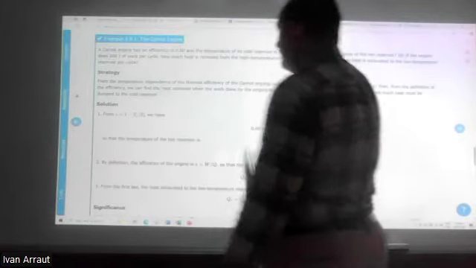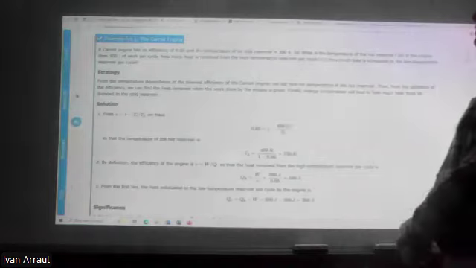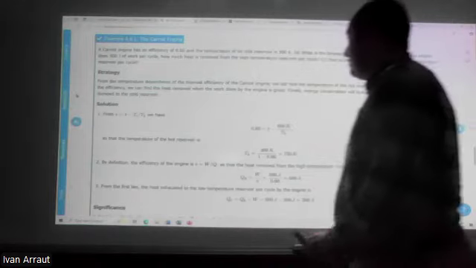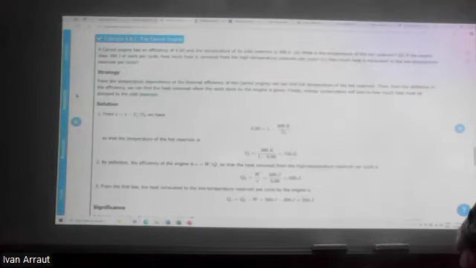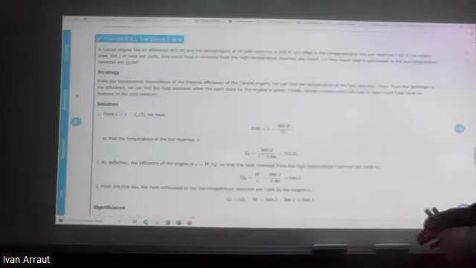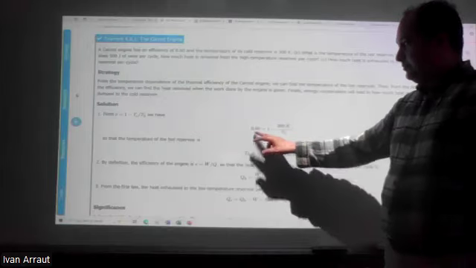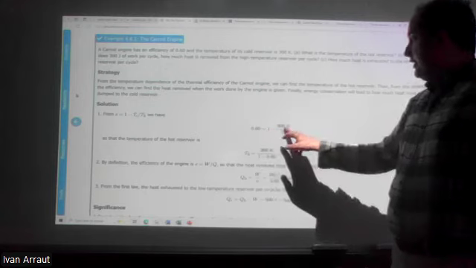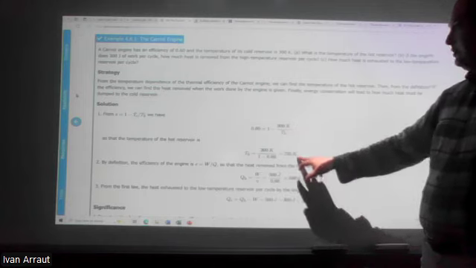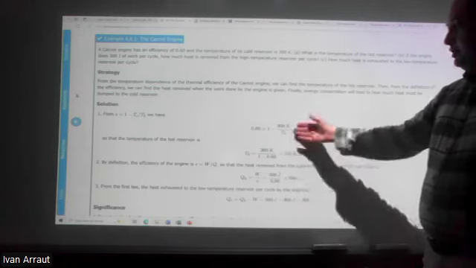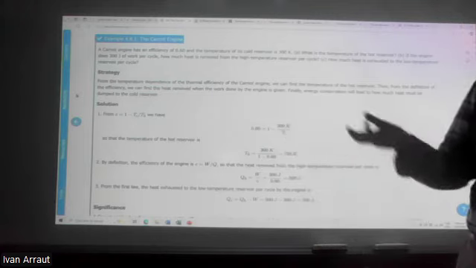of a thermodynamic cycle problem. A Carnot engine has efficiency of 0.6 and the temperature of its cold reservoir is 300 Kelvin. What is the temperature of the hot reservoir? If the engine does 300 joules per cycle, how much heat is removed from the high temperature reservoir per cycle? How much heat is exhausted at the low temperature reservoir? Well, anyway, they give you the efficiency of the Carnot cycle, 0.6, 1 minus, and they give you the temperature of the cold reservoir. So you can solve for the hot one, because in the Carnot cycle, the efficiency is a function of the temperature.